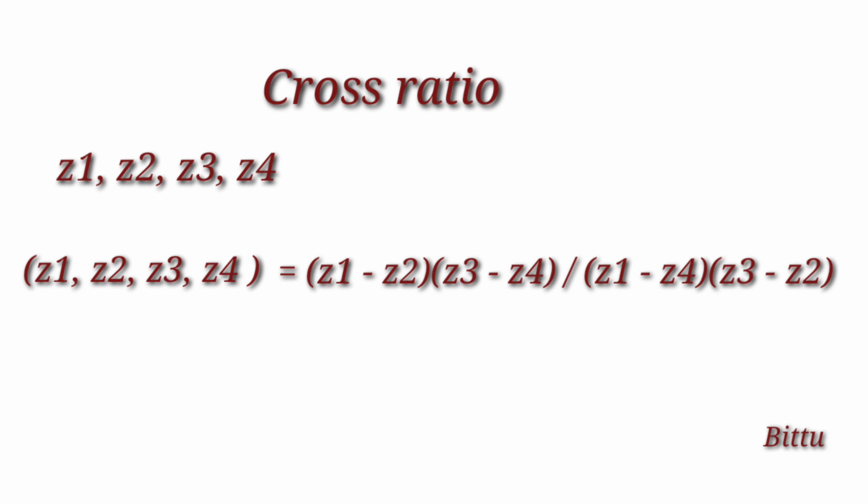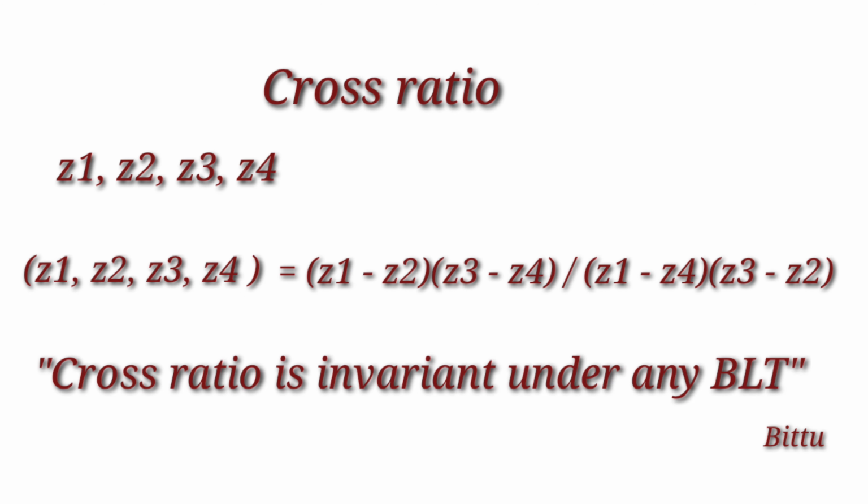If one of these points is the point infinity, then we have to choose the quotient of the difference containing this point as 1. Also, we have an important result in cross ratio, which is that cross ratio is invariant under any bilinear transformation. That is, cross ratio of any 4 points in the z plane is same as the cross ratio of their images in the omega plane.